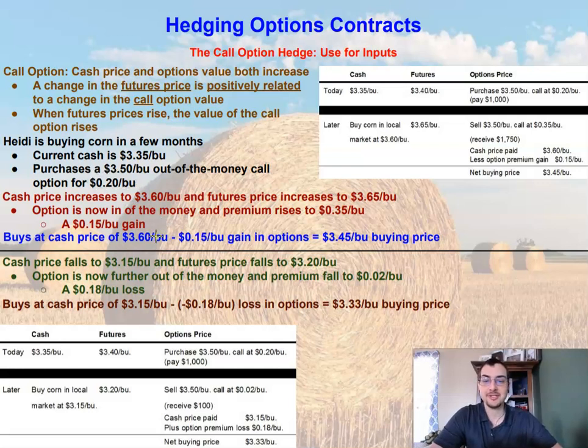So what happens now? Well, it's a little bit later. The cash price increases to $3.60. Remember, she's buying this commodity, so she's going to have to buy it for $3.60. She's buying this total amount for $3.60 because she still needs to obtain that physical commodity. And the futures price has increased to $3.65.